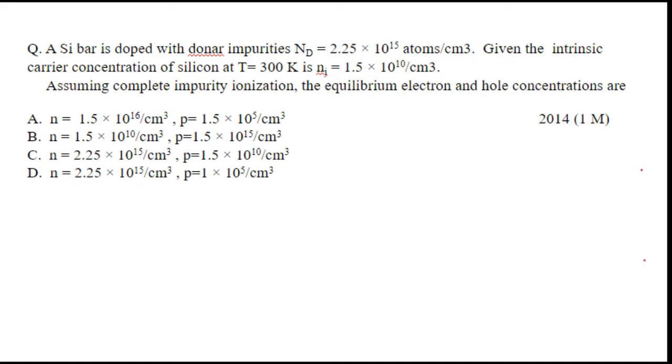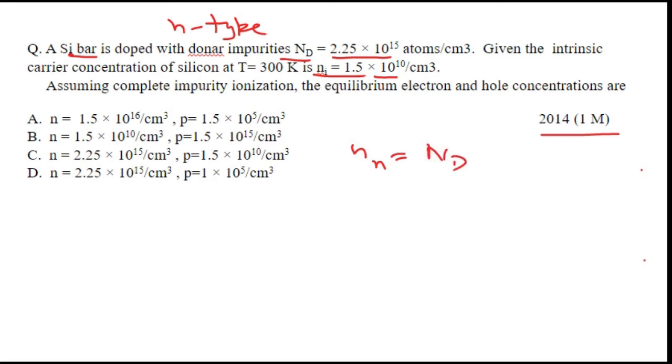This question came in 2014 for 1 mark. It's given that a silicon bar is doped with donor impurities Nd, which is 2.25 into 10 to the power 15. So we are considering donor impurities, meaning the semiconductor is N-type. Given the intrinsic carrier concentration Ni is 1.5 into 10 to the power 10. For an N-type semiconductor, your electron concentration, that is Nn, will be how much? It will be equal to Nd.